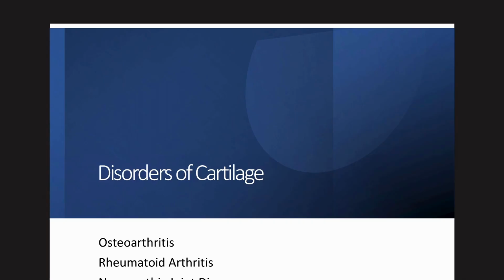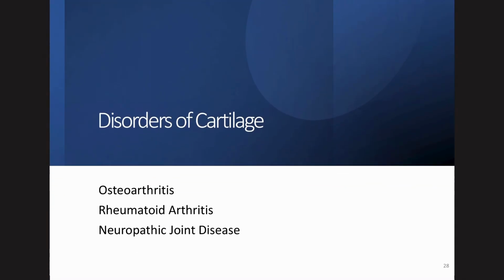Okay, now moving on to disorders of the cartilage: osteoarthritis, rheumatoid arthritis, and neuropathic joint disease. The big thing is to know the differences between osteo and rheumatoid arthritis. They are both considered arthritis, but they have different etiologies and different symptoms when they start to present themselves. Neuropathic joint disease, we'll get to that later at the very end.